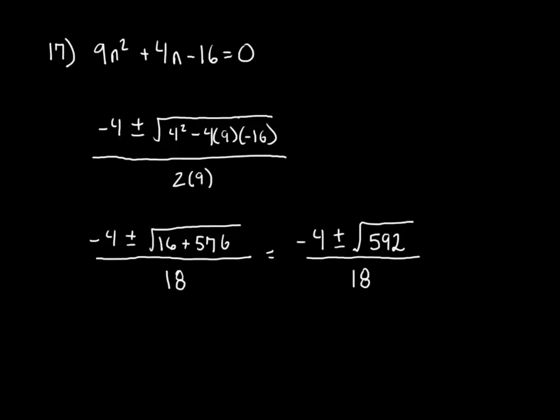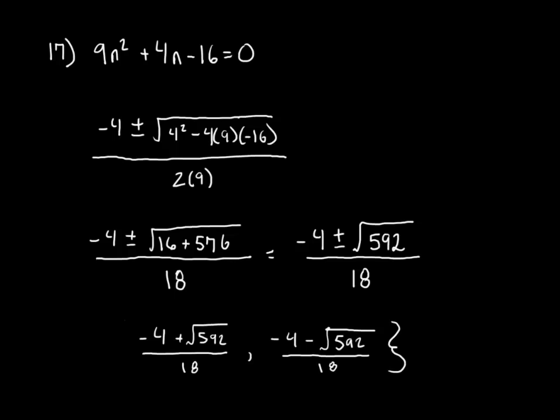Add what's beneath the radical together and check to see if the square root of 592 is perfect. It's not, so we can leave it alone. Final answer, negative 4 plus the square root of 592 divided by 18, and negative 4 minus the square root of 592 divided by 18. And we put those in brackets to indicate not an ordered pair, but a solution set.